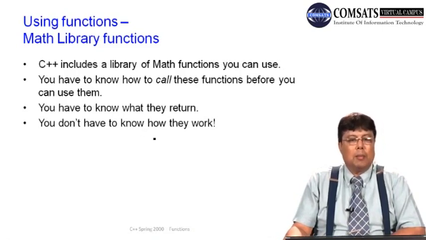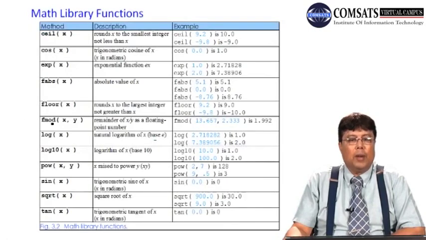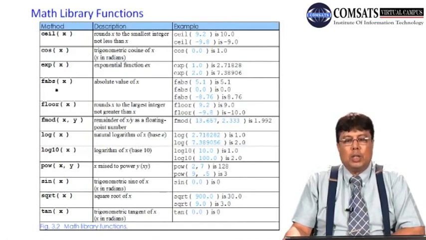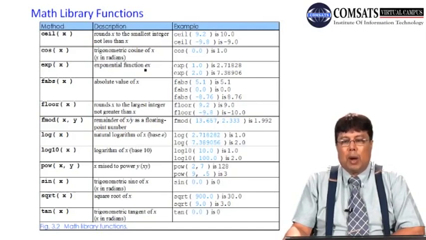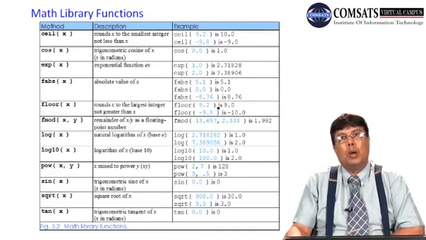These are some examples: sin of x, cos of x, exponent of x, exponential values of x. Exponent of 1.0 means e to the power 1, which is 2.71828. E to the power 2 is equal to 7.38906. So when you pass exp of 1, it will return this. When you pass 2.0, it will return this. When you pass floor of X, it will convert 9.2 to 9.0. And if you say ceiling of X, it will convert 9.2 to 10.0.